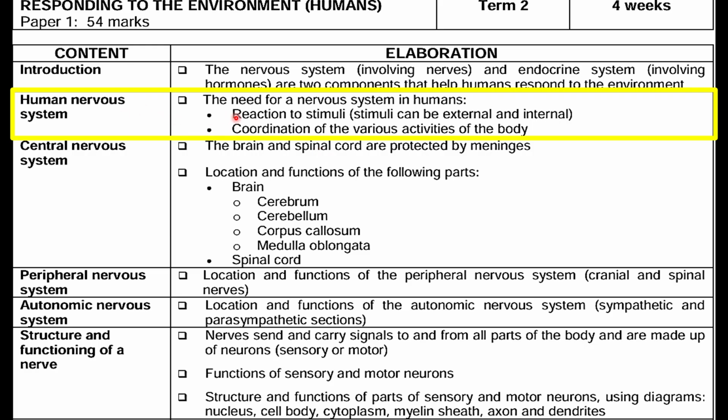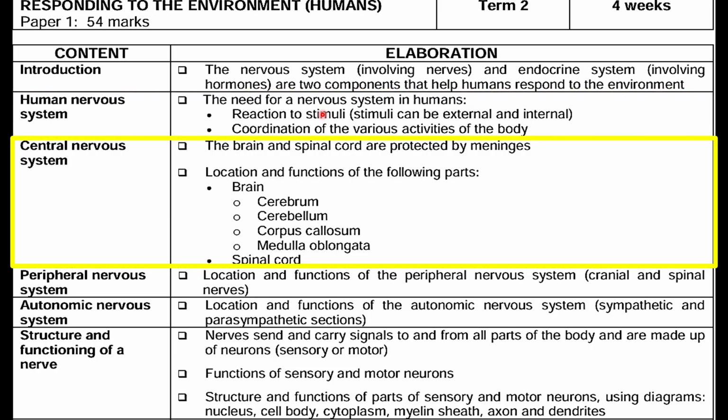It explains why we need a nervous system: one, reaction to stimuli; two, coordination of the various activities of the body. So these are simple answers. They are rarely asked in exams, so make sure you get used to it.